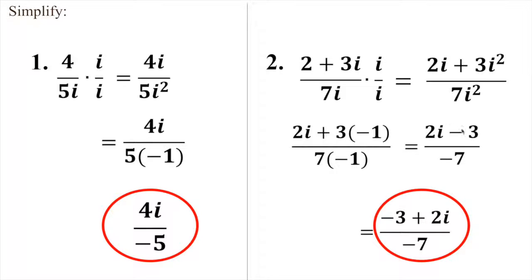Now, when you do that, you end up with this one here. However, it must be written in the correct order. In other words, we've got to have this negative 3 way out in front. So it's got to be negative 3 plus 2i all over 7. Okay, it's got to be written in the correct order.